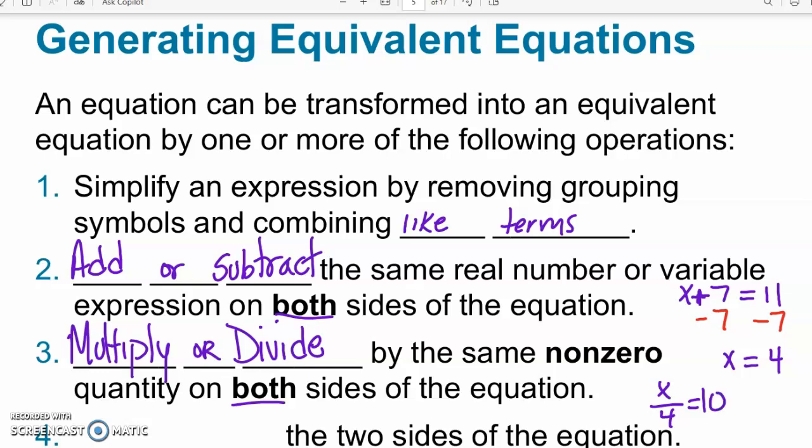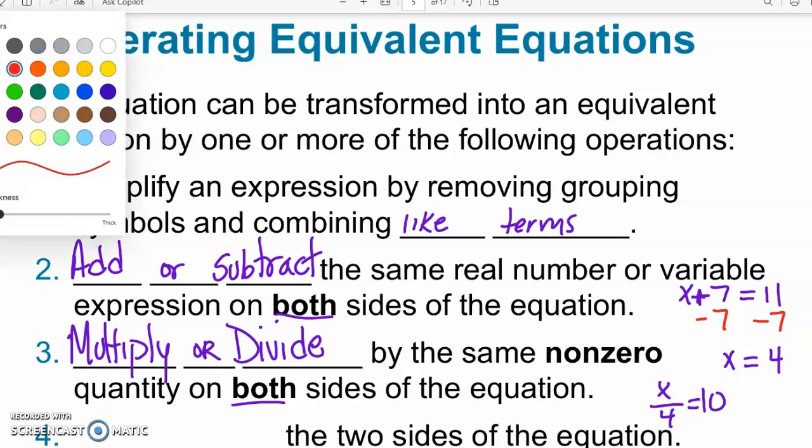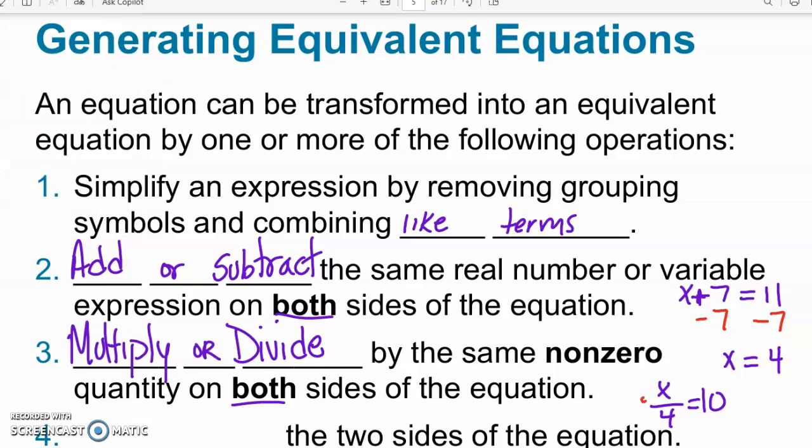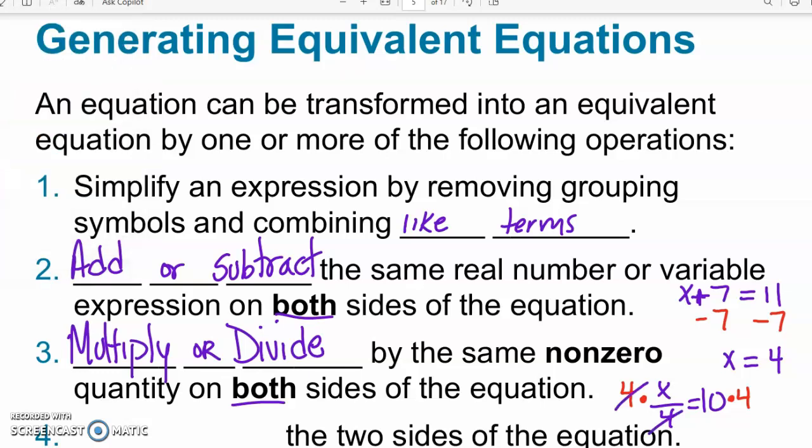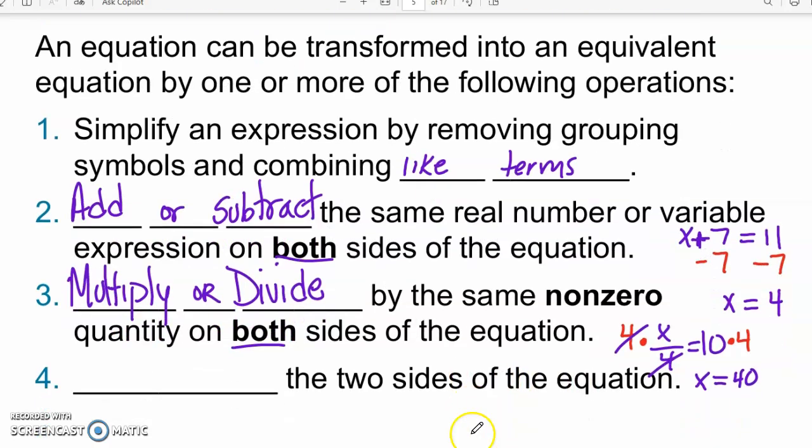So if I had this, and I wanted to say, okay, this is x divided by 4, I'm going to do the opposite of dividing by 4. I'm going to multiply by 4. As long as you do the same thing to both sides, it keeps it an equivalent equation. So here I would get 4x divided by 4. The 4's would divide out to 1, and I would get x is equal to 40. So this helps us in the solving process.